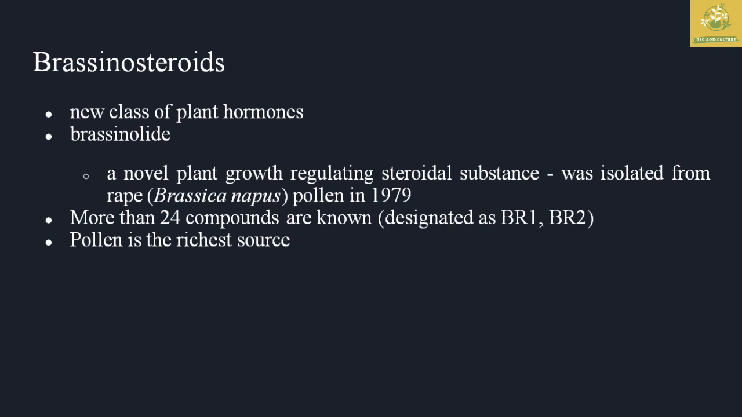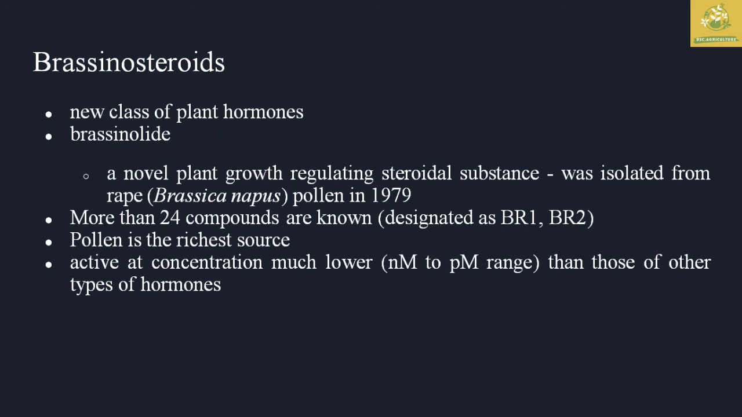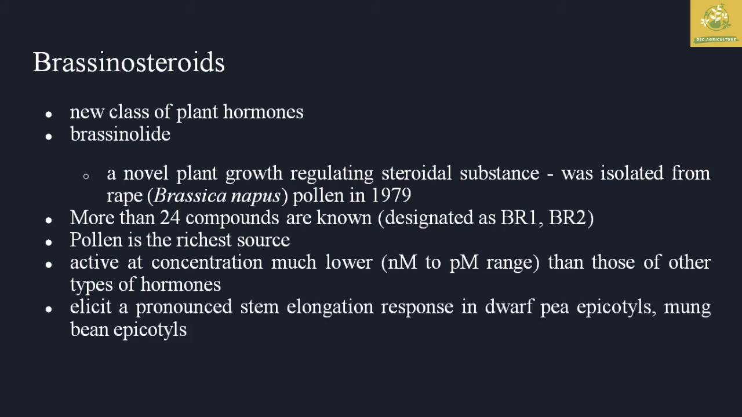Brassinosteroids have their richest source in the pollen grains of a plant. They are active at concentrations much lower than the nano range, in the pico range, which is lower than for other hormone activities. They elicit a pronounced stem elongation response in dwarf pea epicotyls as well as mung bean epicotyls.